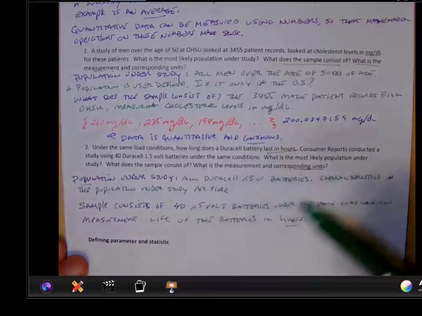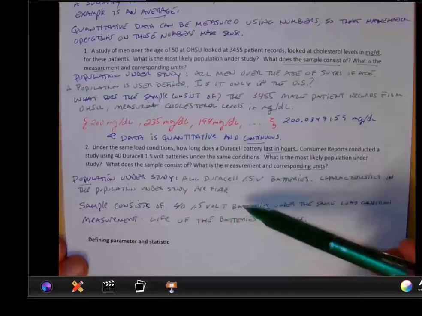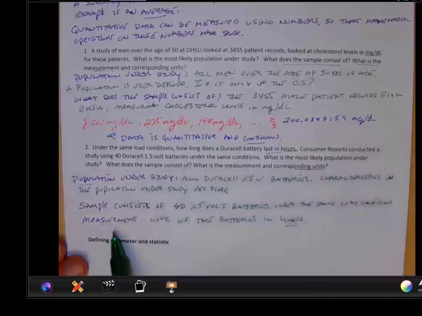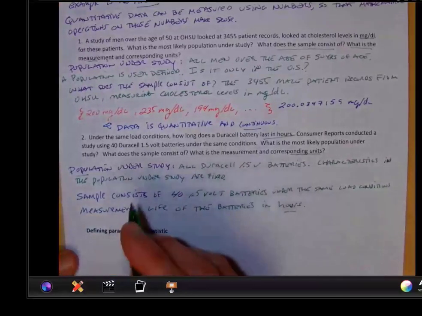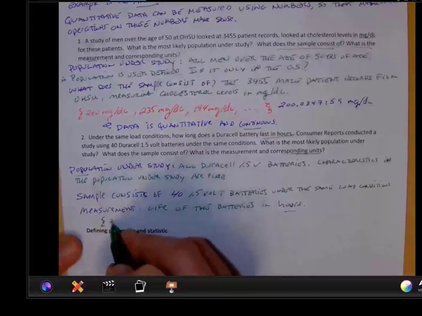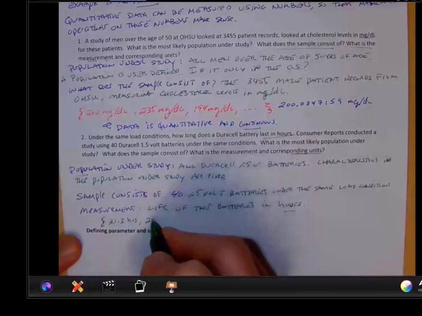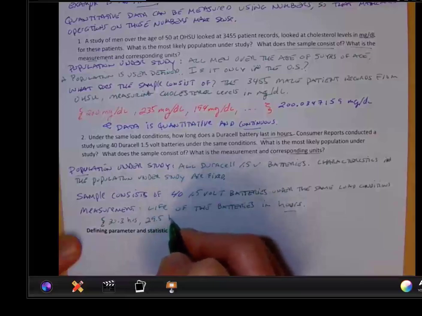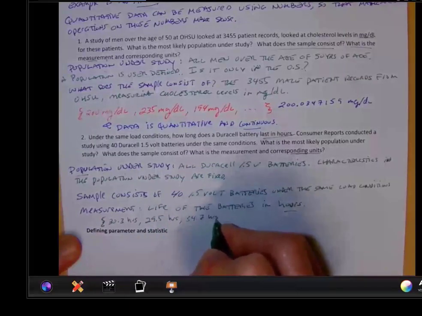So notice there's really two populations here. There's the actual physical objects, the batteries themselves, all of them. And then there's a population of measurements, which in this case consists of the life of the batteries in hours. Let's do this one more time. If you imagine the data being produced here, for example, maybe one battery lasted 30.3 hours. Another battery lasted 29.5 hours. Another battery lasted 34.7 hours, and so on.